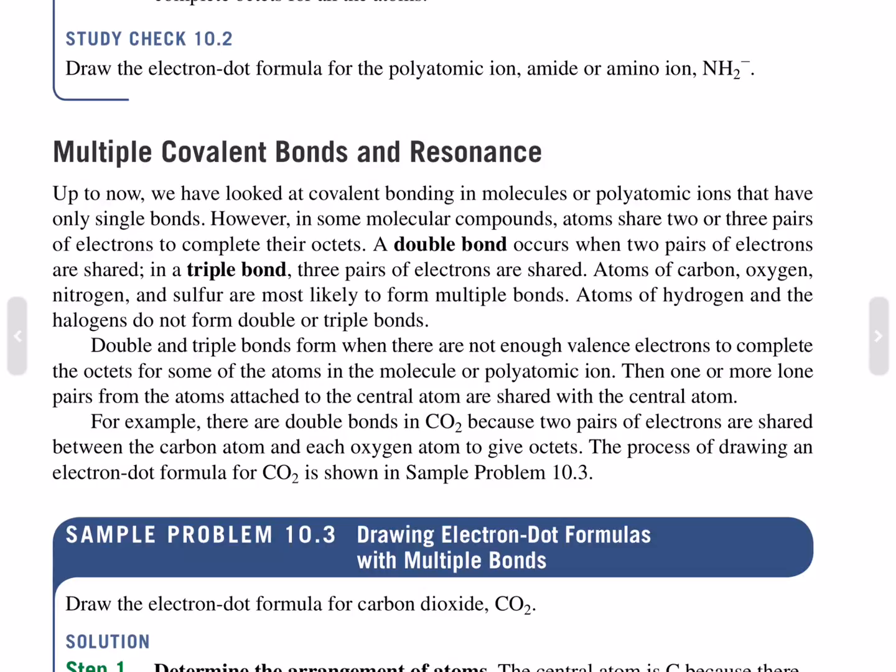Double and triple bonds form when there are not enough valence electrons to complete the octets for some of the atoms in the molecule or polyatomic ion. Then one or more lone pairs from the atoms attached to the central atom are shared with the central atom. For example, there are double bonds in carbon dioxide because 2 pairs of electrons are shared between the carbon atom and each oxygen atom to give octets. The process of drawing an electron dot formula for carbon dioxide is shown in Sample Problem 10.3.